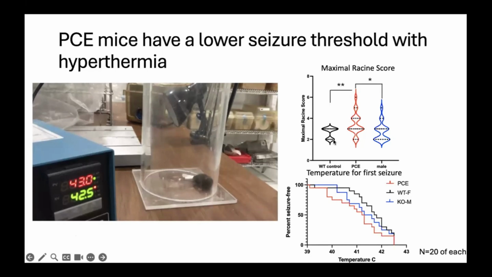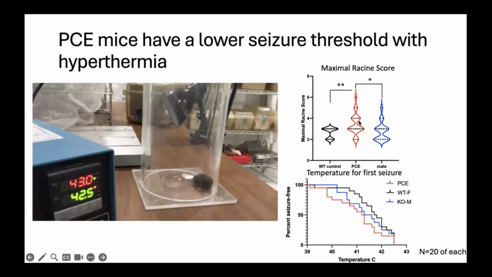So a measurement of 2 is like some subtle head twitching, and even in wild type animals, they'll get the subtle head twitching when you heat them up enough. And Racine 3 is where they'll have a little bit of rearing of one paw. And then it goes all the way up to Racine scale 6. And the Racine 6 seizure includes a prolonged tonic seizure that leads to death. 4 and 5 are both convulsive seizures.